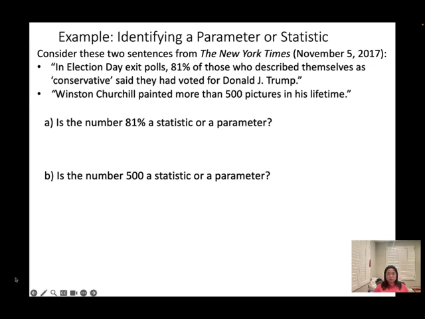Example: consider these two sentences from the New York Times, November 5th, 2017. In election day exit polls, 81% of those who describe themselves as conservatives said they had voted for Donald Trump. Winston Churchill painted more than 500 pictures in his lifetime. A: is the number 81% a statistic or a parameter? If you want to know whether this 81% is a statistic or a parameter, you have to think about whether this is your population or your sample.